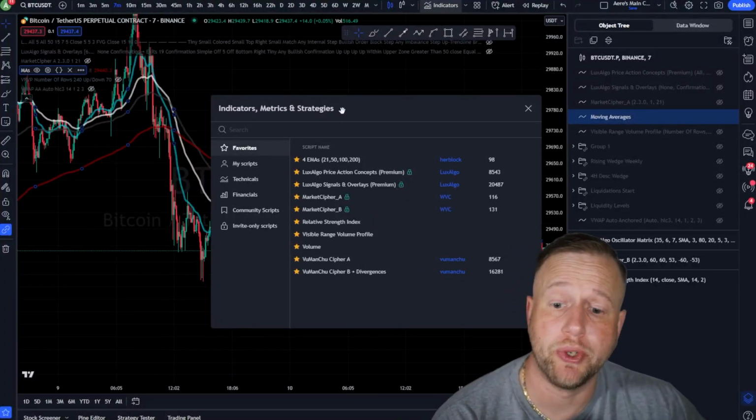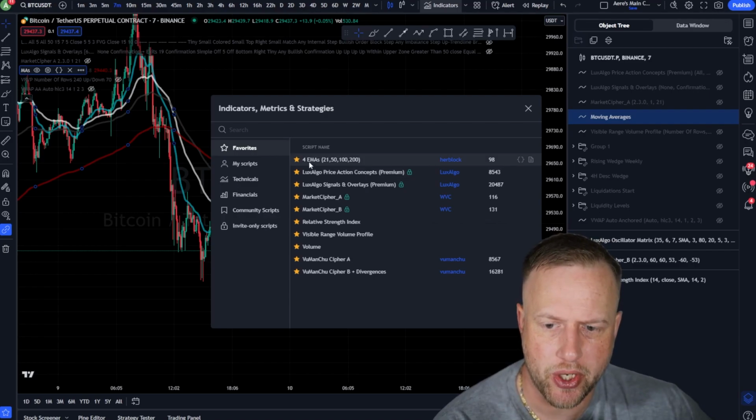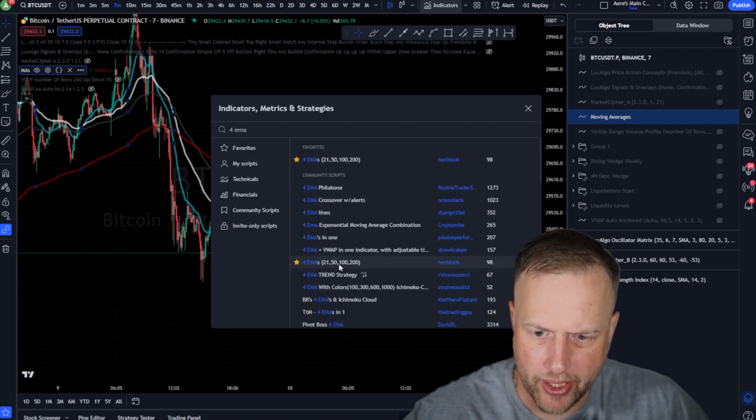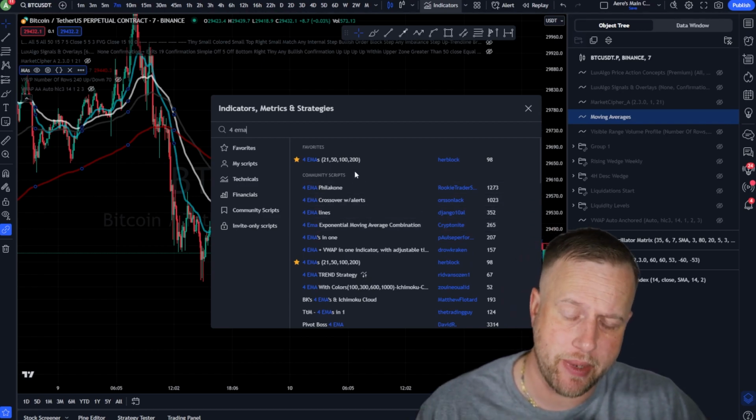All right, guys, this first one's real simple and one of the more powerful ones. What you want to do is go up to your indicators here and turn on 4 EMAs. So you can just type it right here, 4 EMAs, and it's right there. There's just many of them and they're all the same. So I like EMAs, SMAs work as well.